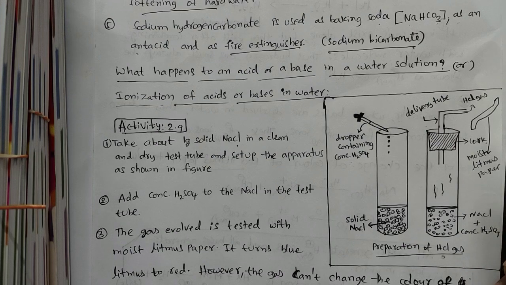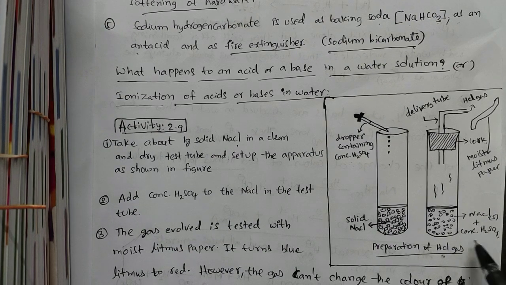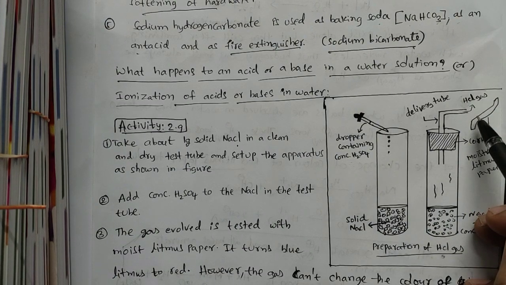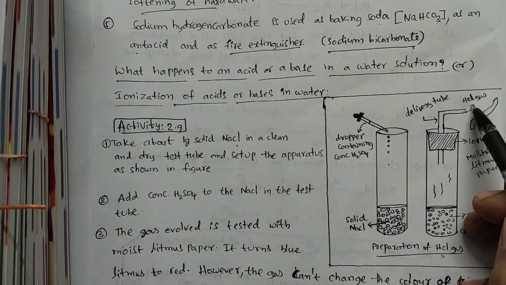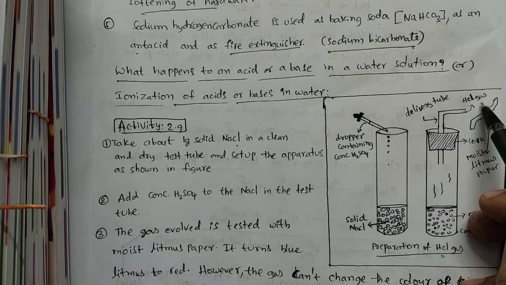Then how is HCl gas produced? By the reaction between solid sodium chloride and concentrated H2SO4. These two chemicals react together to form hydrogen chloride gas. So you should not call it hydrochloric acid until you dissolve it in water, right? So it is hydrogen chloride gas only, HCl gas.